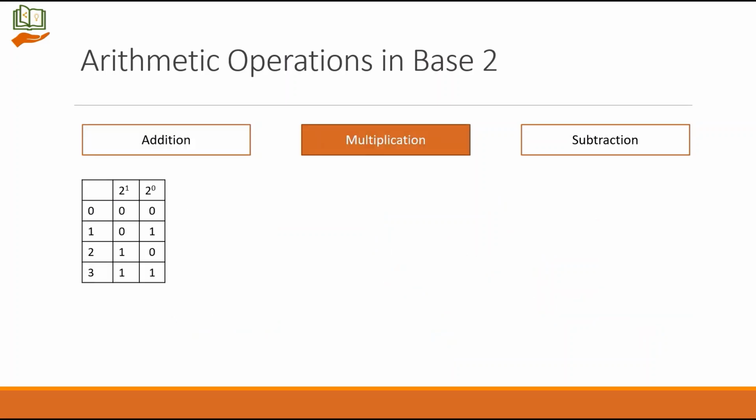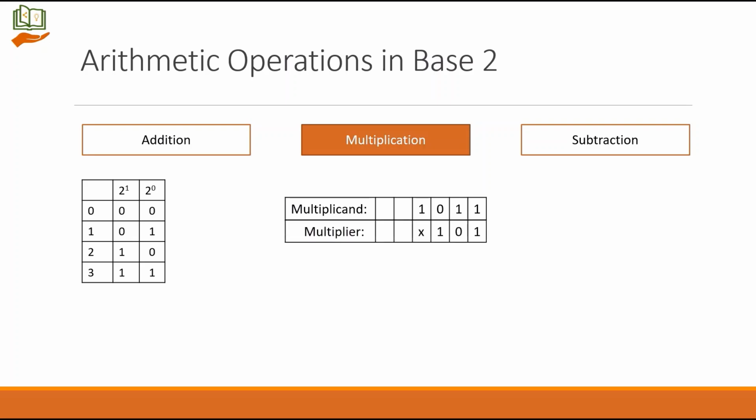Now we will move on to multiplication. The first number we take is the multiplicand, and the number that we multiply with it is the multiplier. How will we do this multiplication? Basically, we take the complete multiplicand and use only one digit of the multiplier at a time. So similarly we will be doing 1 0 1 1. The complete multiplicand is multiplied by the first digit of the multiplier.